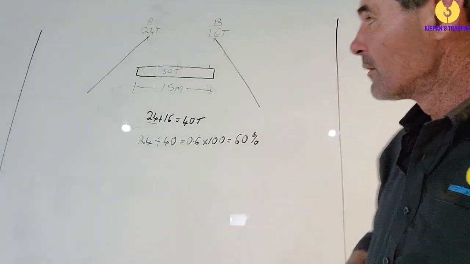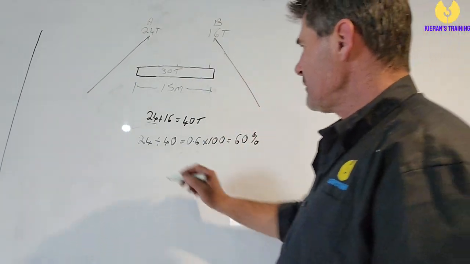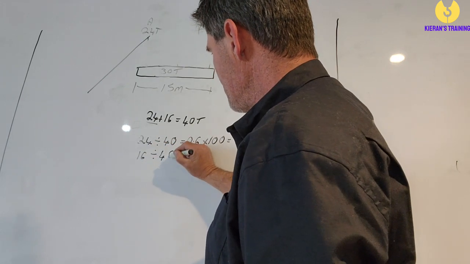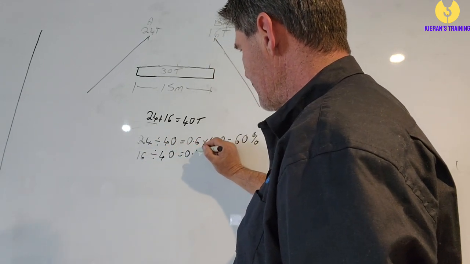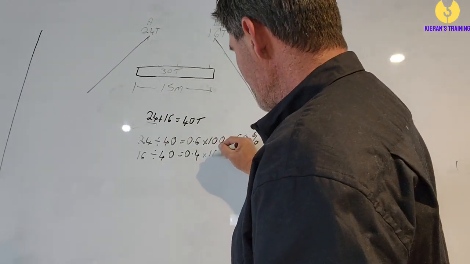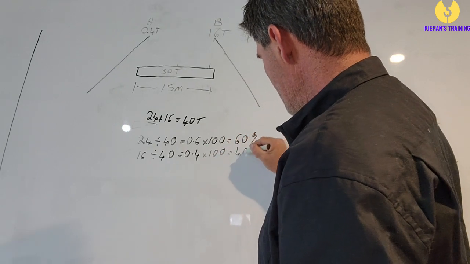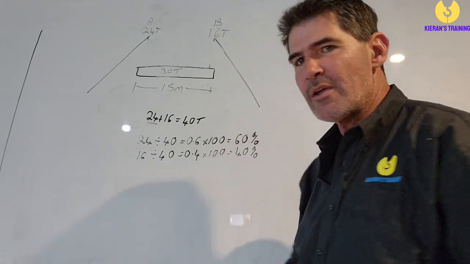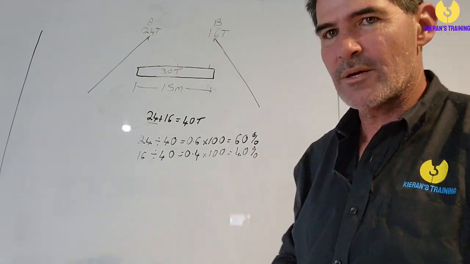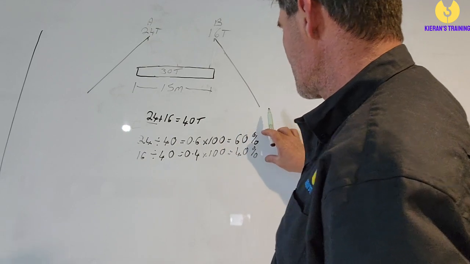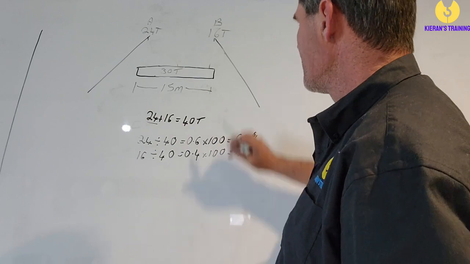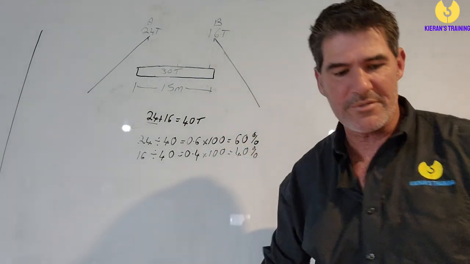Do the same again with crane B. Crane B is 16 divided by 40, which equals 0.4, because it's going to add up to 1. Multiply that by 100 equals 40%. Now, if your 2 figures here don't add up to 100%, you've gone wrong somewhere, because in total we want 100% of that load share. We want crane A to take 60% of it, and we want crane B to take 40%.